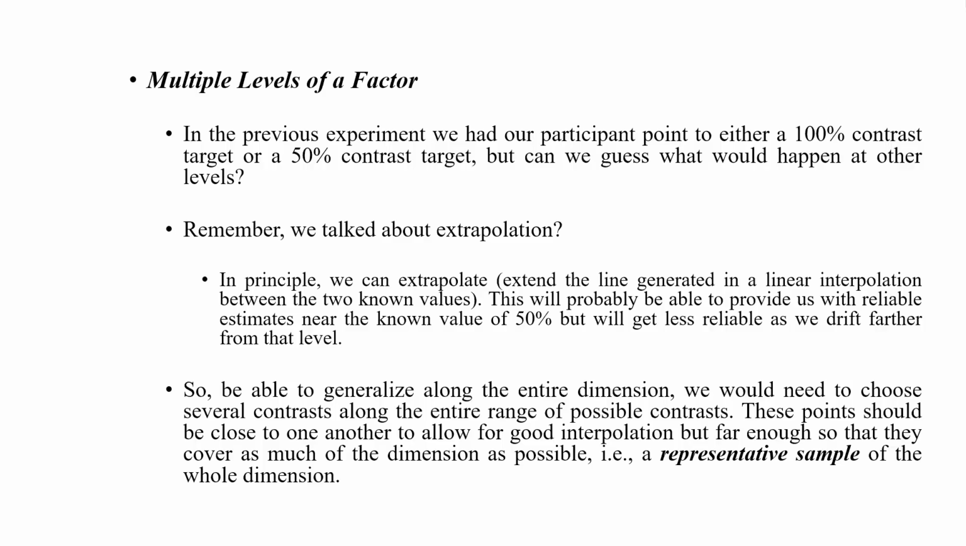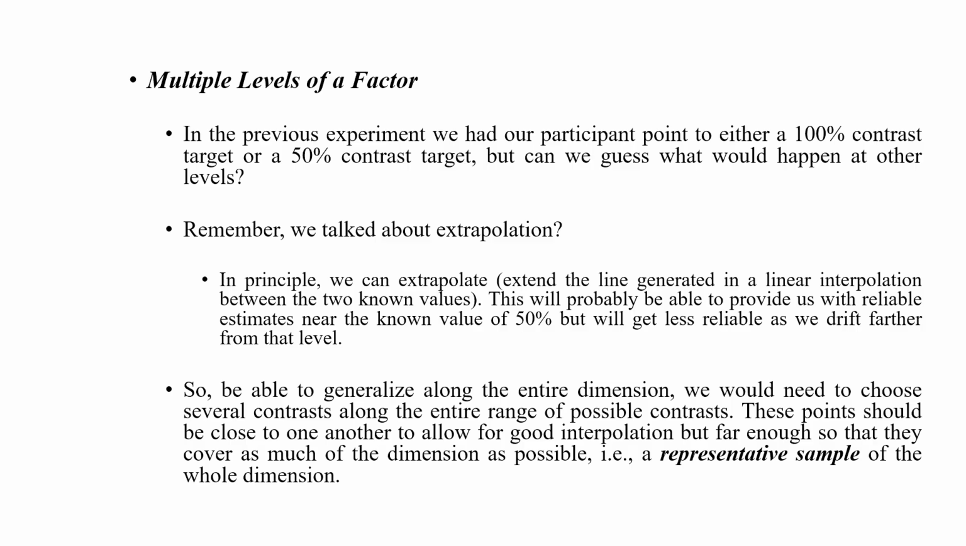So, if you are sampling 2 points, one at 50%, one at 100%, how does that place you in terms of estimating this overall function, the nature of the overall function? Let us talk about that. Now, in principle with these two contrast points, we can extrapolate and it will provide us with a reliable estimate of the values near 50%.